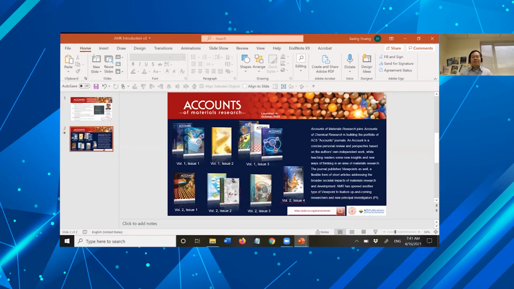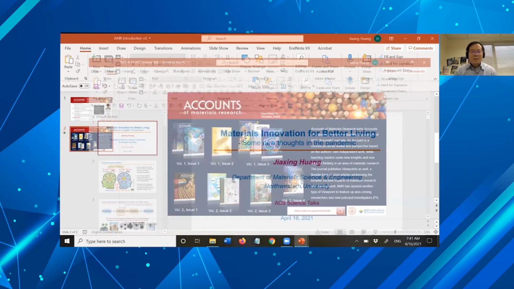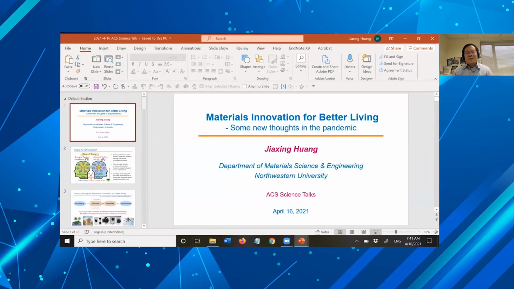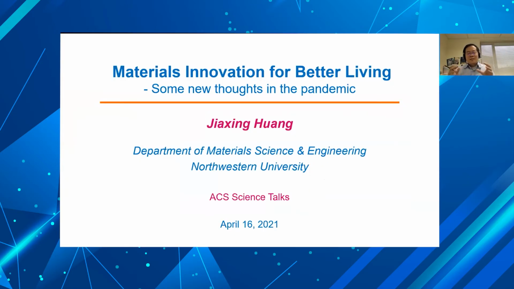Okay, so let me start my research talk today. I use this title, Materials Innovation for Better Living, because this is actually the title of my research group. And I would like to use this to advocate some research philosophy and also some thinking that I would like to share with students. And the subtitle here, Some New Thoughts in the Pandemic, because most of the topics today are brand new, something that we started to work on just a little bit more than a year ago.